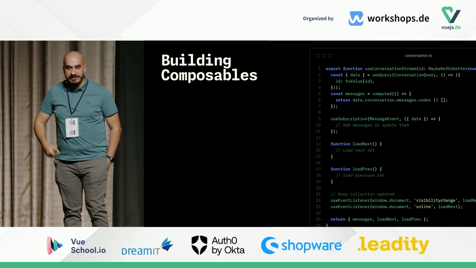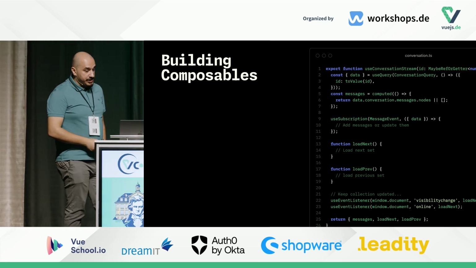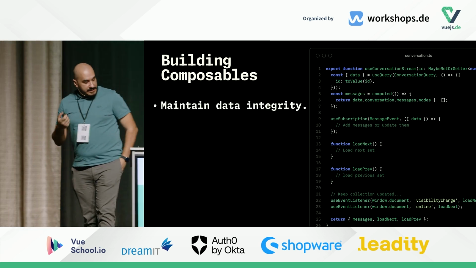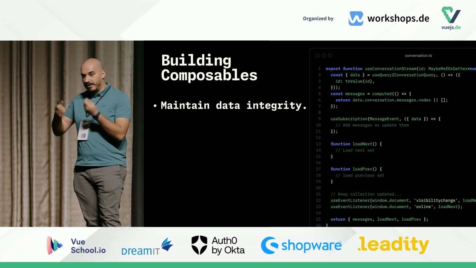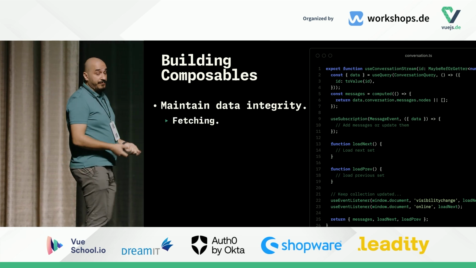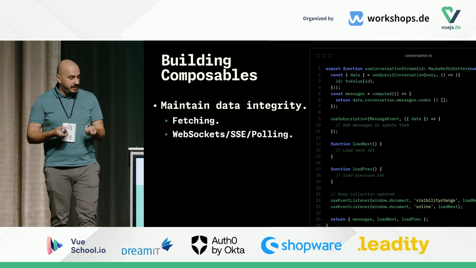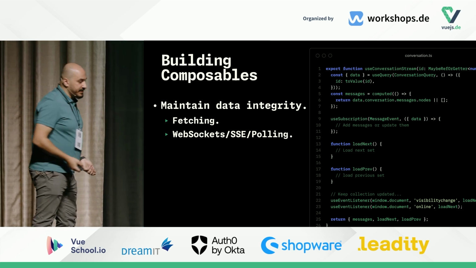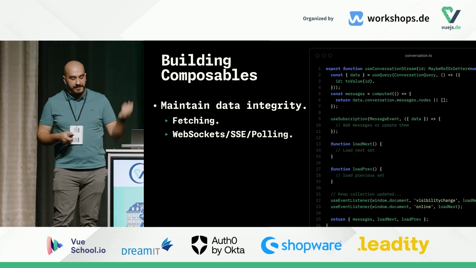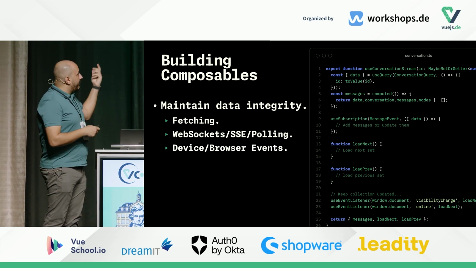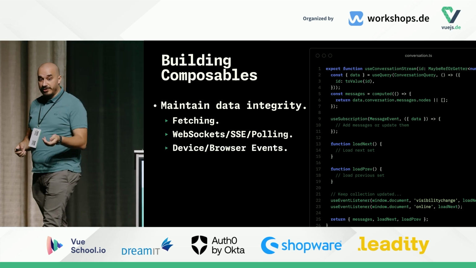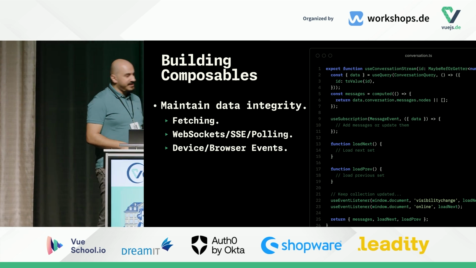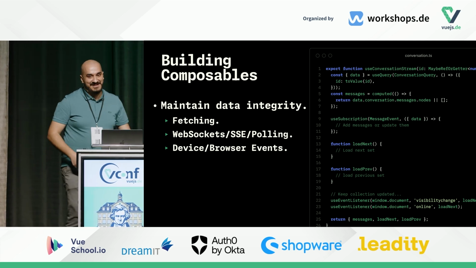The events, the actions, the things you see in a conversation. So their main job, composables, their main job is to maintain data integrity, meaning it fetches things from the API. It maintains their freshness through WebSockets, polling, service events, whatever you want to use. It doesn't really matter, but it does that as well, and it uses browser events to make sure that data stays fresh.